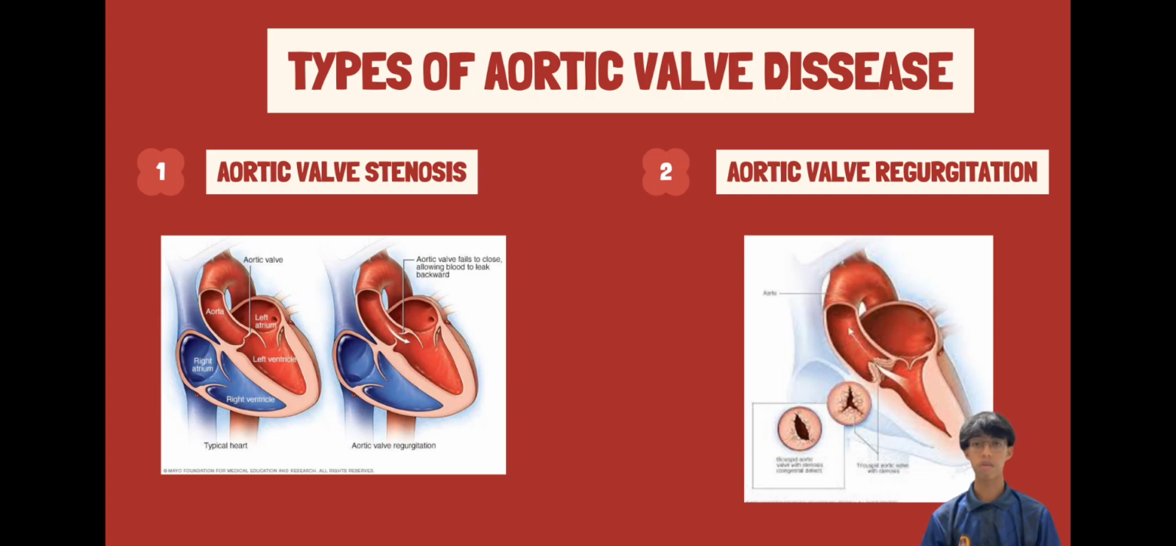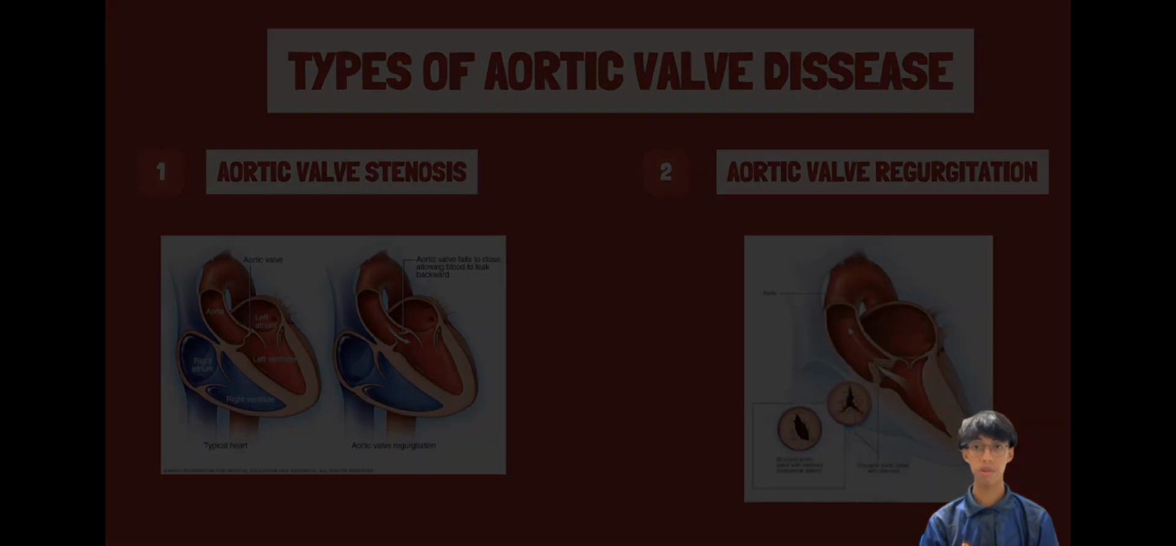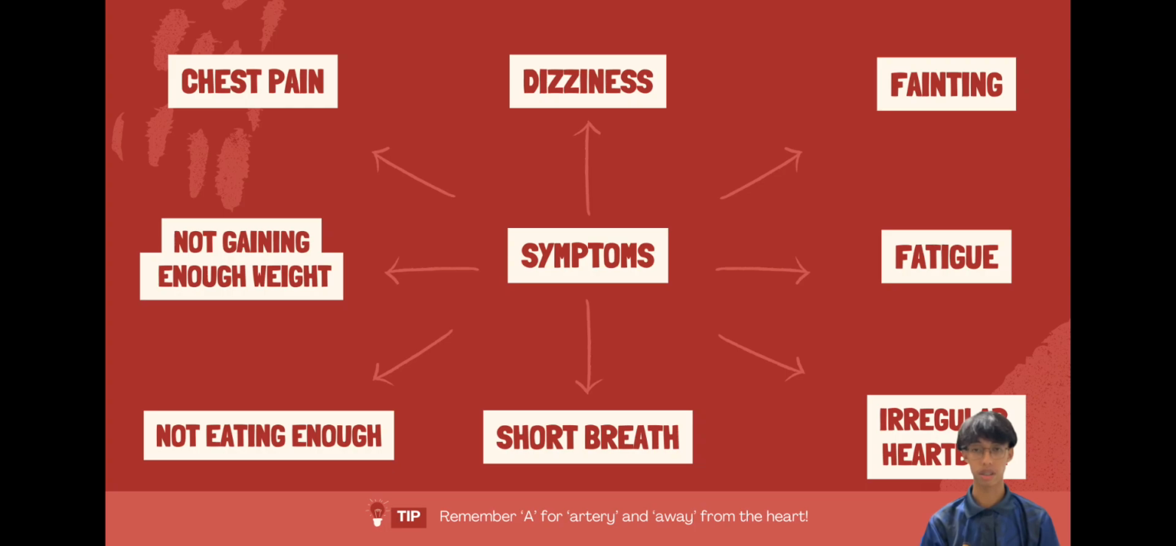Second one is aortic valve regurgitation. The aortic valve doesn't close properly, causing blood to flow backward into the left lower heart chamber. There are several symptoms to detect if you have this disease.